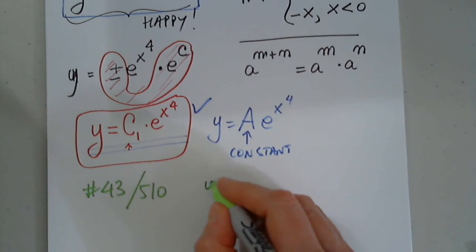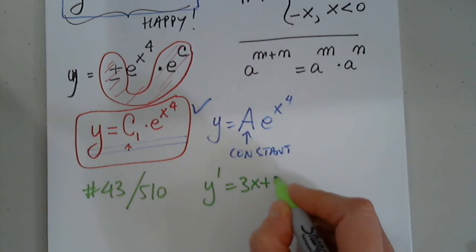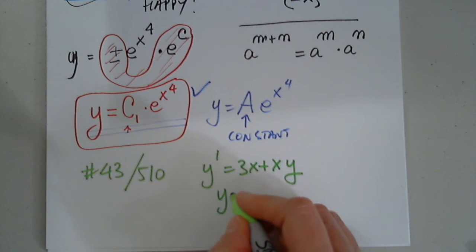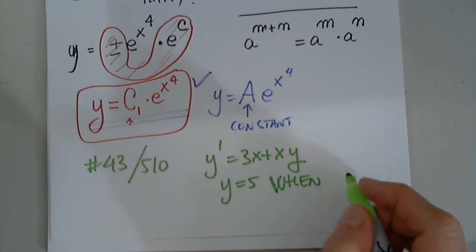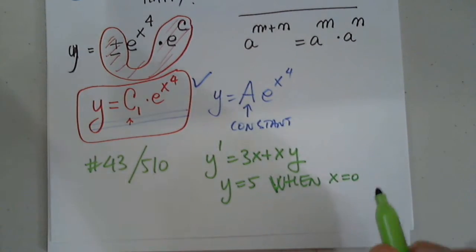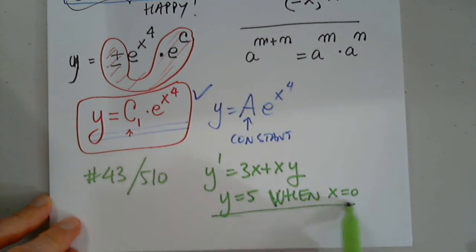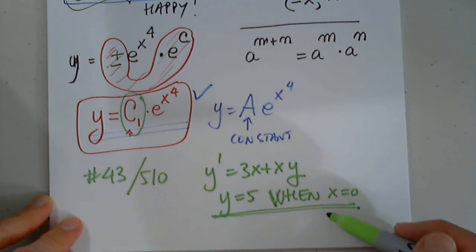Okay, so here we have y prime equals 3x plus xy. Here they are telling us that y is 5 when x is 0. And this is exactly what Rita asked. If I'm given a condition, can I find this? And that's why this is 4.